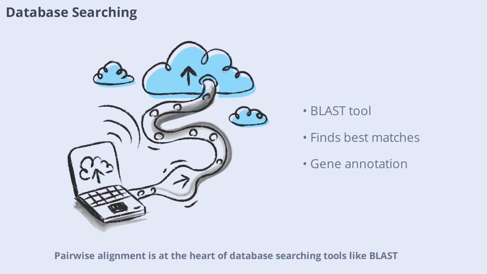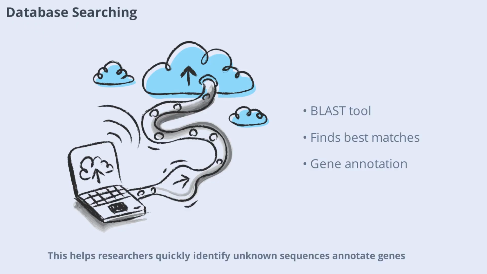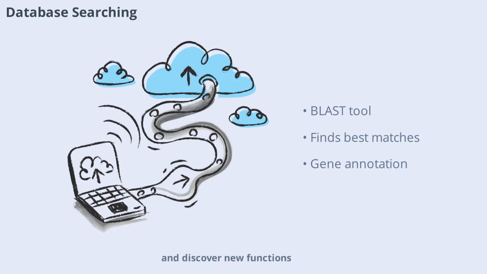Pairwise alignment is at the heart of database searching tools like BLAST. When you input a sequence, these tools align it against millions of database entries to find the best matches. This helps researchers quickly identify unknown sequences, annotate genes, and discover new functions.